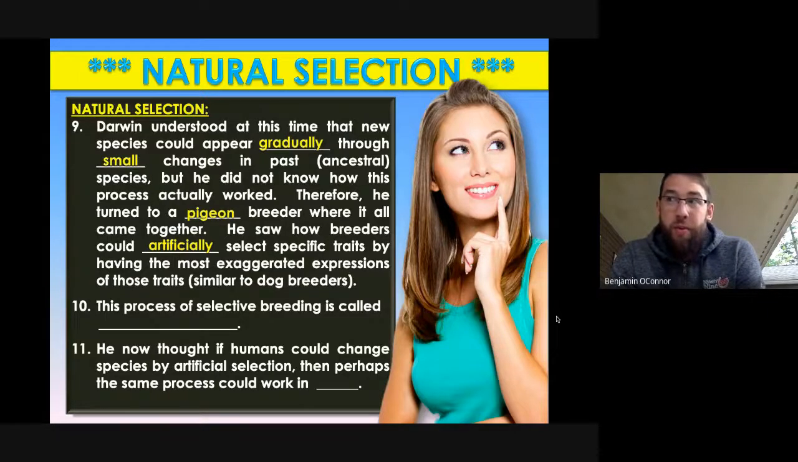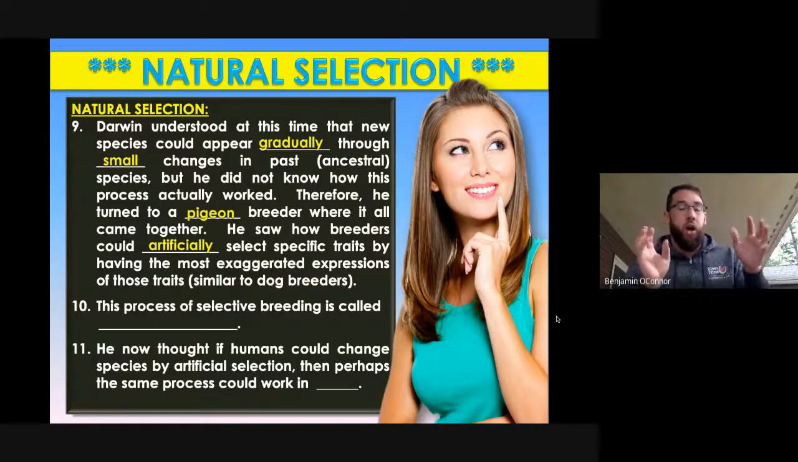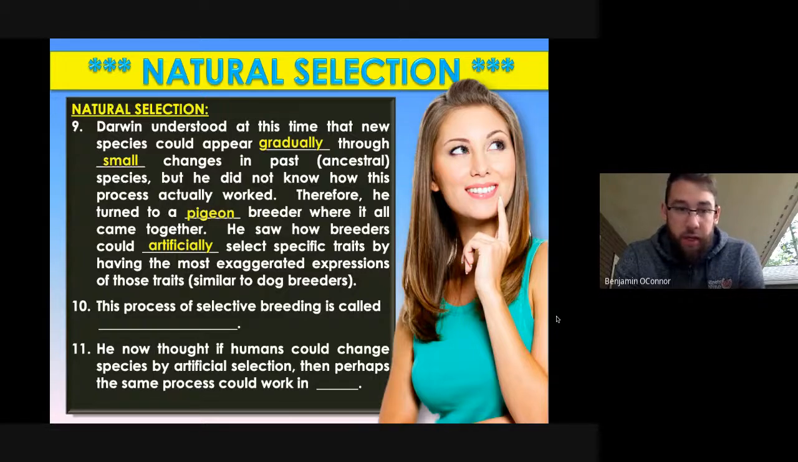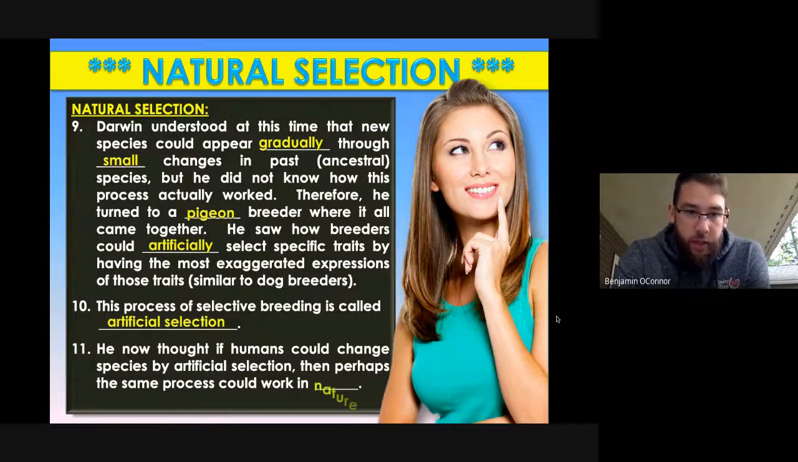And so through artificial selection, we pretty much started with a common ancestor resembling a wolf, and we selected artificially to get all the way to a chihuahua from that. All right, so that's some pretty big genetic differences between a wolf and a chihuahua. But through time, and that's what evolution does, a lot of time is needed for these changes to happen. And this process of selective breeding is called artificial selection. Yep, and then number 11.